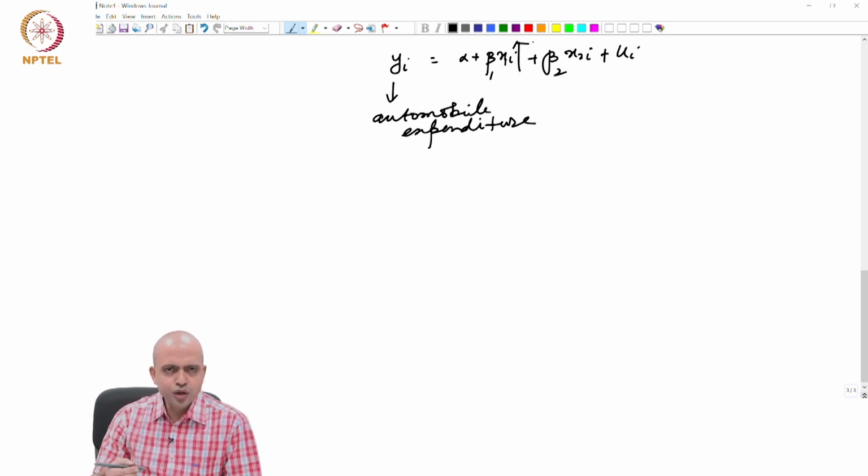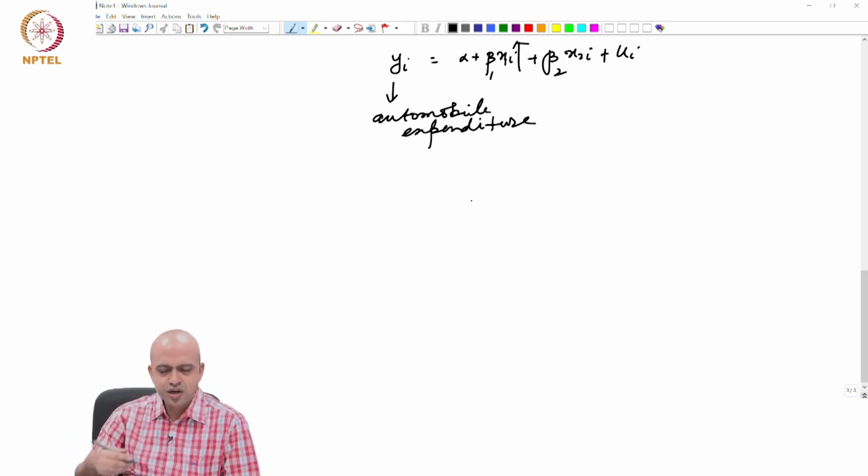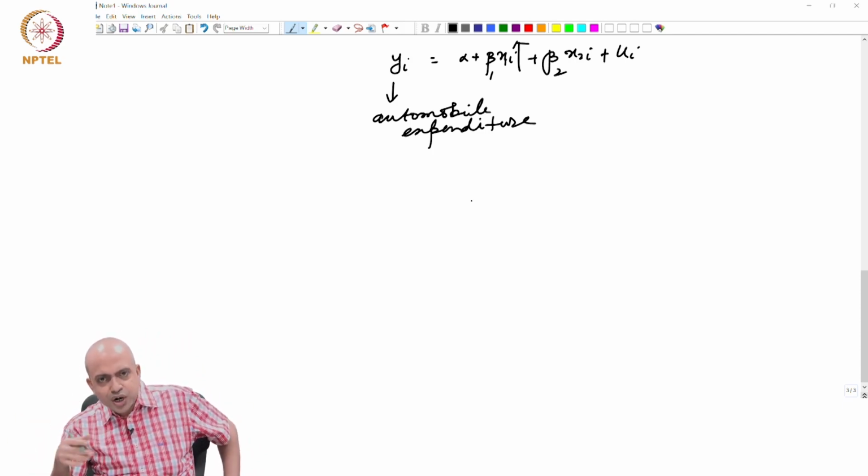And if you recall your understanding of basic microeconomics, it is nothing but elasticity. Elasticity of automobile expenditure with respect to income, right? When your income changes by 1%, what is the change in your automobile expenditure? So what we will do, we will go to each and every household and we will ask what is your expenditure for automobile. But in that, let us say you are asking the question for 400 individuals.